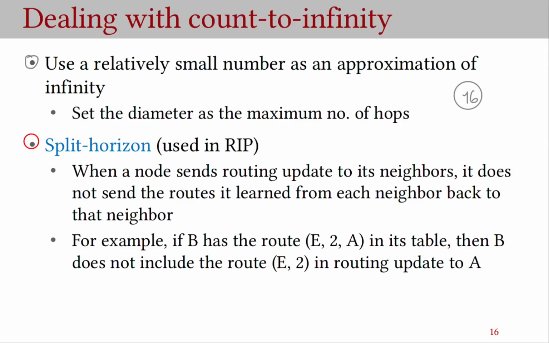The idea is that when a node sends its updates to its neighbors, it does not send the routes that it learned from that neighbor back to that neighbor. For example, if B has learned this route E to A, right, through A, then it will not include this route when it's sending its distance vector to A.